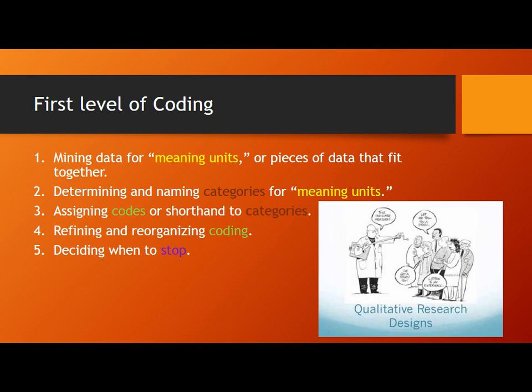Okay, and then the final one is probably the hardest, is deciding when to stop. Unlike an equation where we know when we start and when we finish, qualitative, again, doesn't really have some finite beginning and ending points. So with qualitative, being able to know when to stop collecting data or coding the data, when it becomes exhaustive at some level, is really a skill. And I think that's why the book considered it part of the first level of coding.